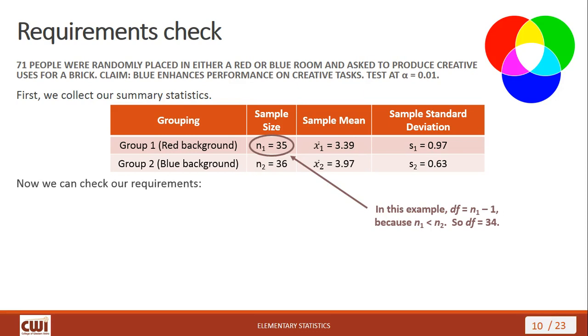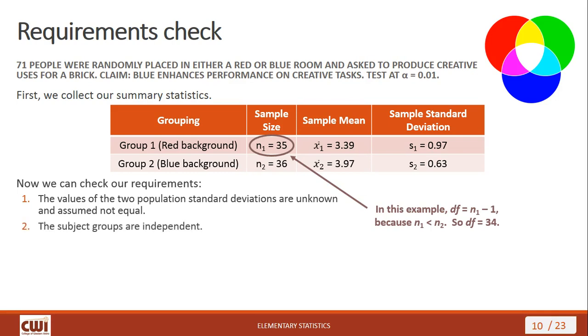Now, let's check our requirements to make sure those are met. First, values of the two population standard deviations are unknown. We don't know what they are, and we're assuming that they're not equal. Second, the subject groups are independent. There's no connection between any unique person in the blue room with any unique person in the red room. Samples are simple random samples. And both sample sizes are greater than 30.